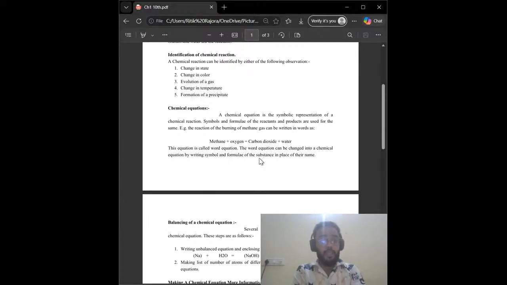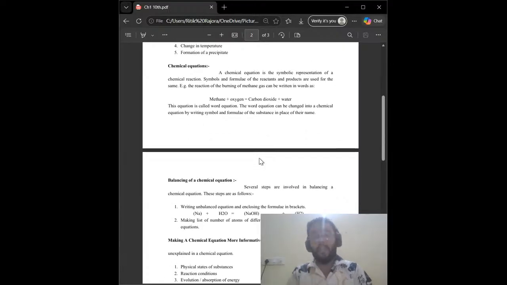Example, the reaction of burning of methane gas. What is the chemical formula of methane? It's one atom of carbon and four atoms of hydrogen. It's CH4. CH4 plus, if the methane gas reacts with oxygen, then what happens? Carbon dioxide gas is evolved and water is released.